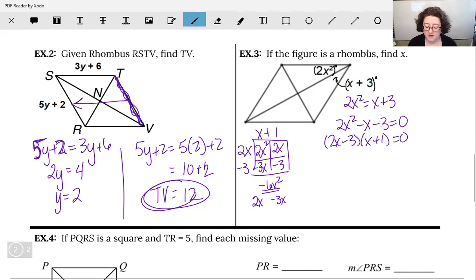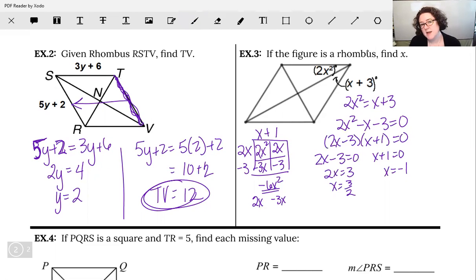And so setting each factor equal to 0, 2x minus 3 equals 0, and x plus 1 equals 0. Add a 3 to both sides, and then divide by 2, so x equals 3 halves. And then in our second one, subtract a 1, so x equals negative 1.